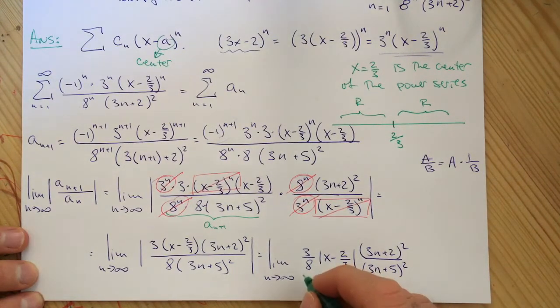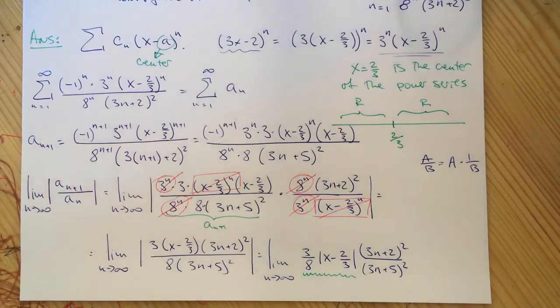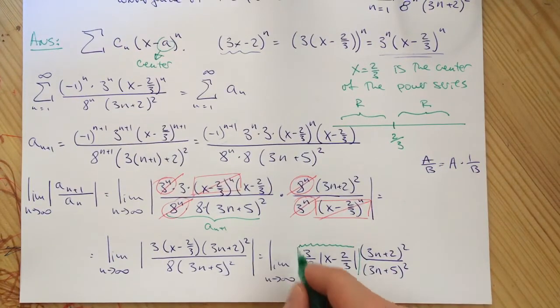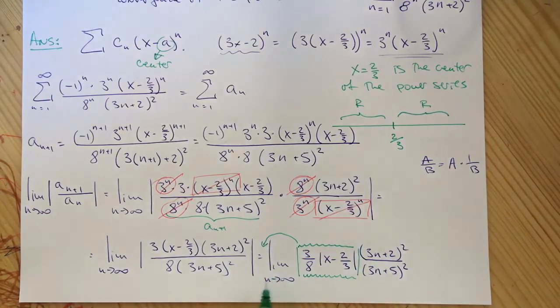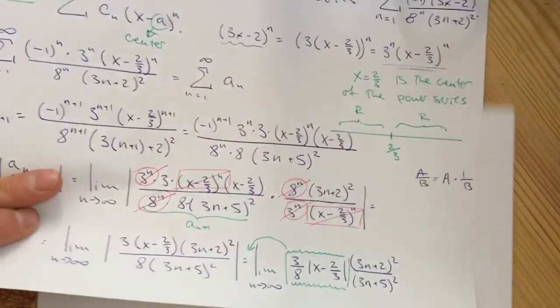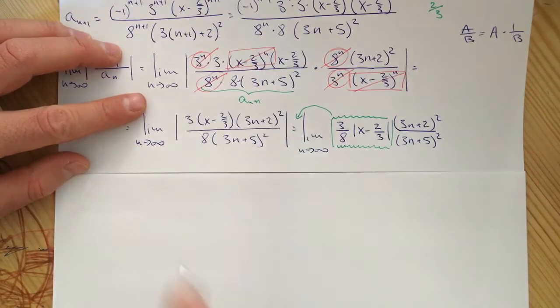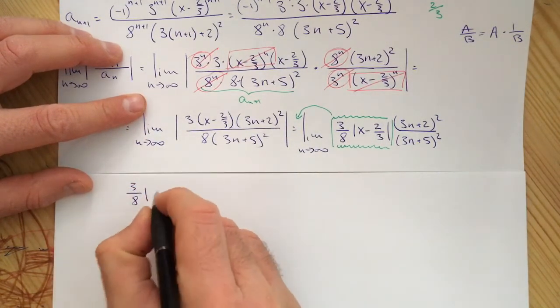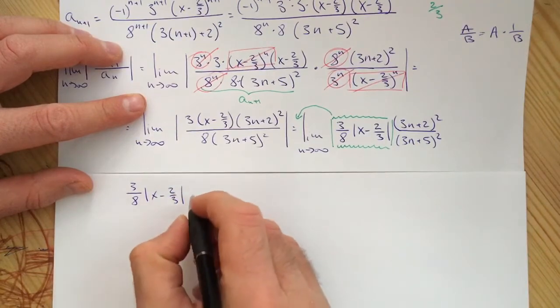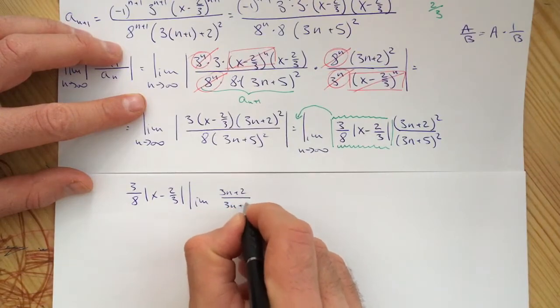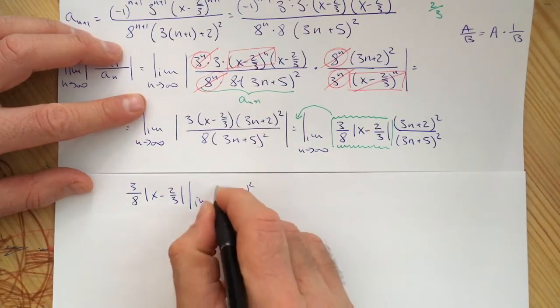As we did during the class, in order to solve this limit in the quickest possible way, the factor that doesn't involve n can be taken outside of the limit. Why? Because the limit depends on n. So basically this boils down to 3 over 8 times the absolute value of (x minus 2) over 3 times the limit of (3n plus 2) over (3n plus 5), both of them squared.